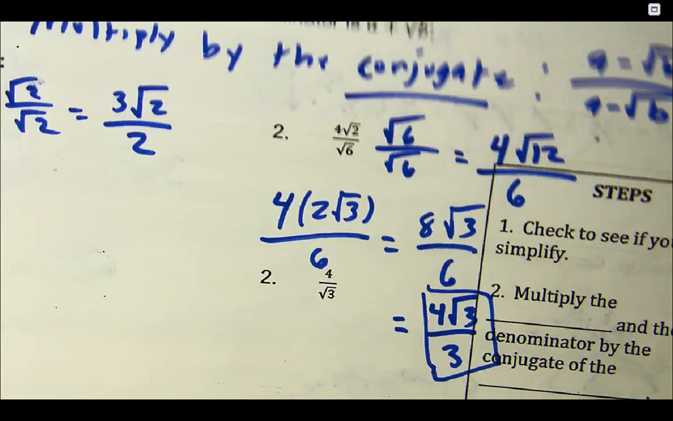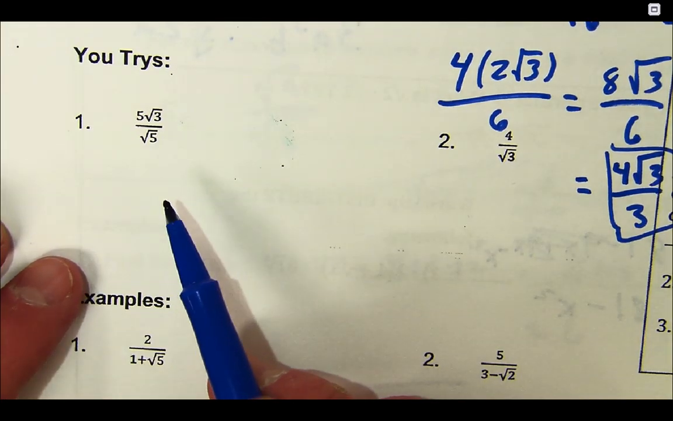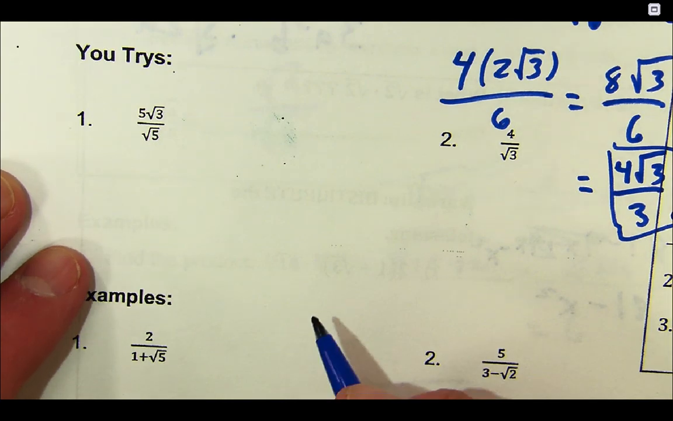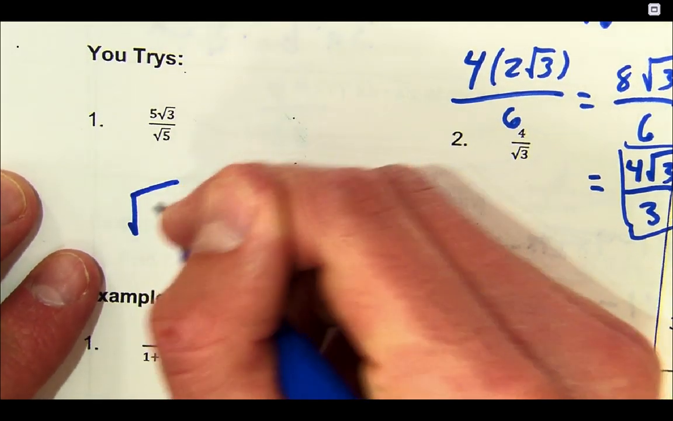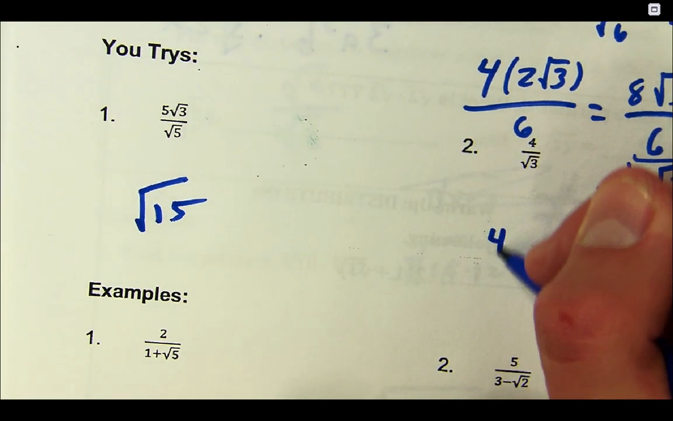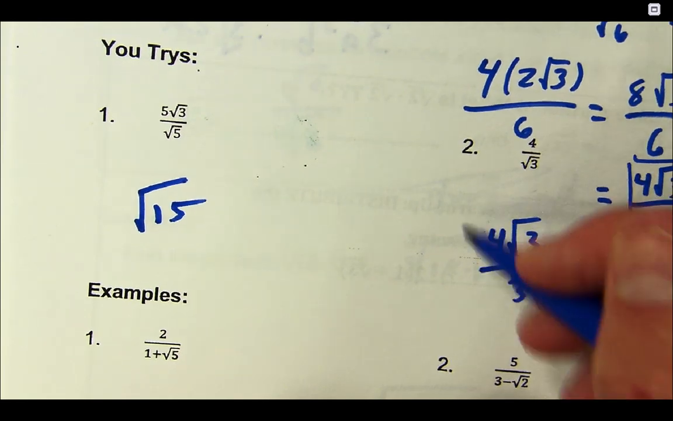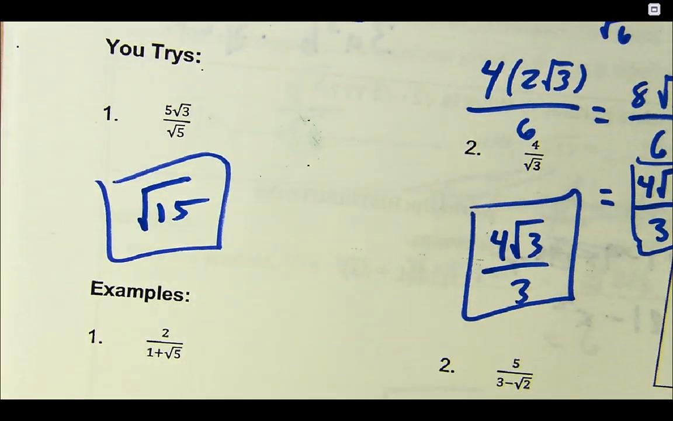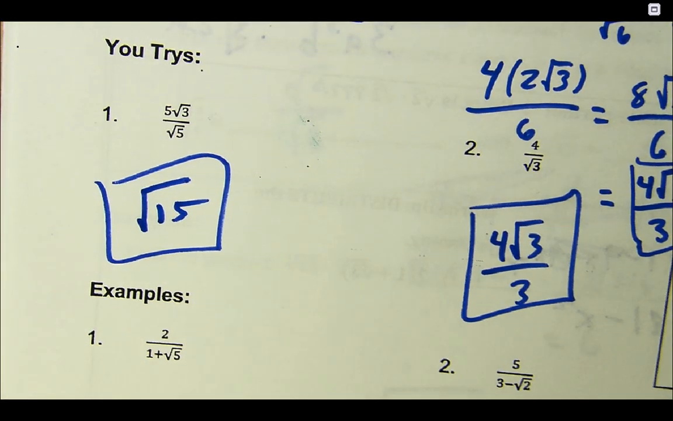So for these Utries, once again, I'll just give you the answers here so that you can make sure that you know that you're doing things correctly. Number 1, you should simplify that into the square root of 15. And then number 2 should simplify into 4 root 3 over 3. So you can check to make sure that you have those answers correct for numbers 1 and number 2.